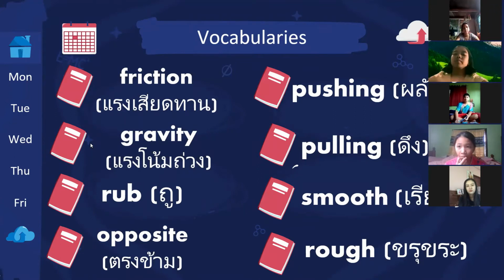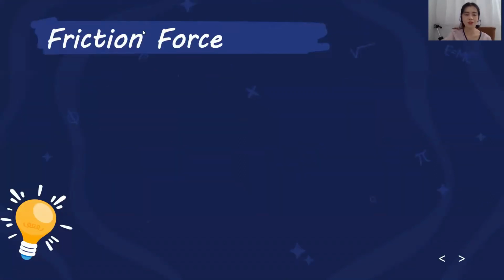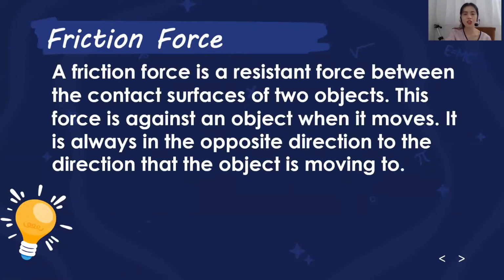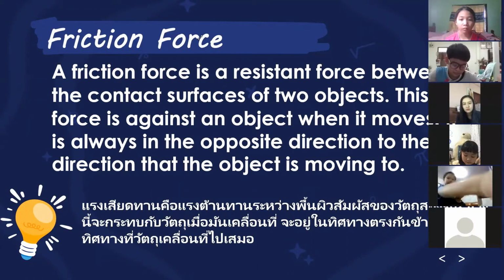Grade 5. Very good. Now we are going to proceed with what is friction force. Class, according to the book, a friction force is a resistant force between the contact surfaces of two objects. This force is against an object when it moves. It is always in the opposite direction to the direction that the object is moving to. If you want a Thai translation, I have prepared here for you, but please correct me if it's incorrect.